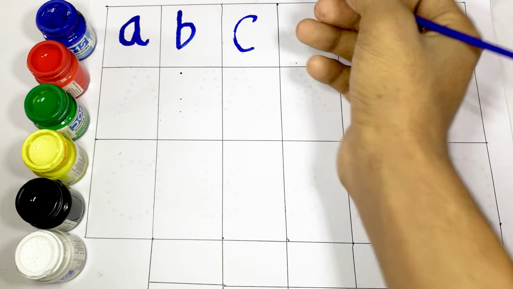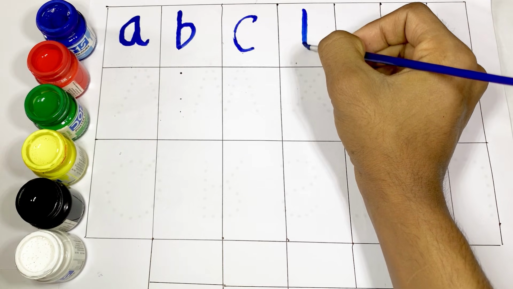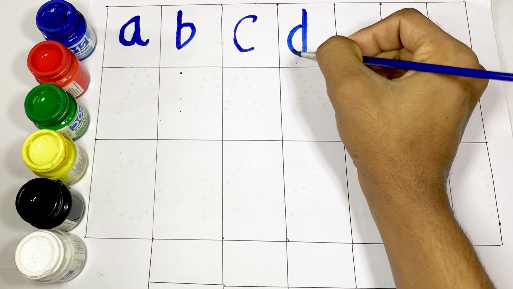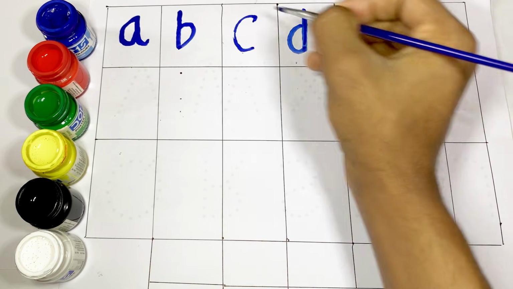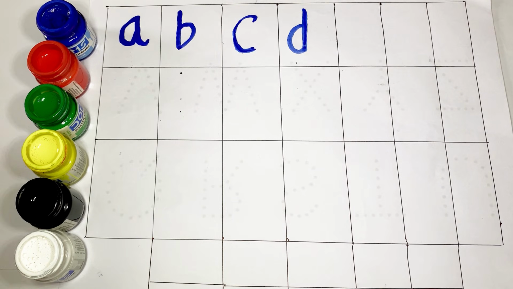C, C for cat, C for car. D, D for dog, D for doll. It's neither E. E for egg, E for elephant. The alphabets of E.